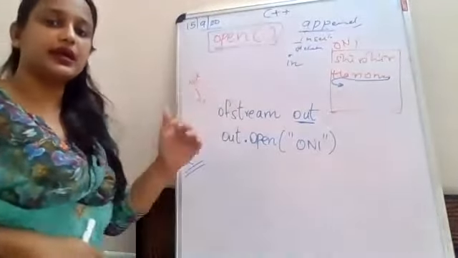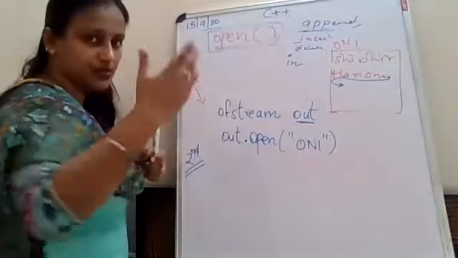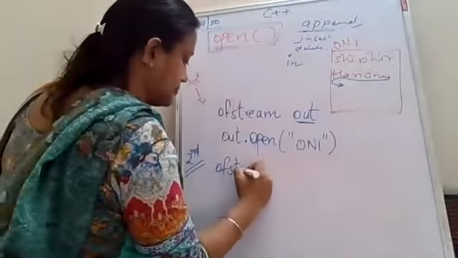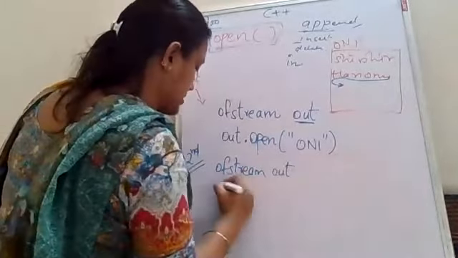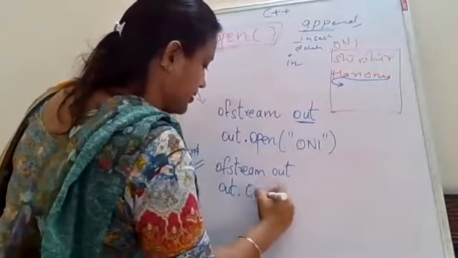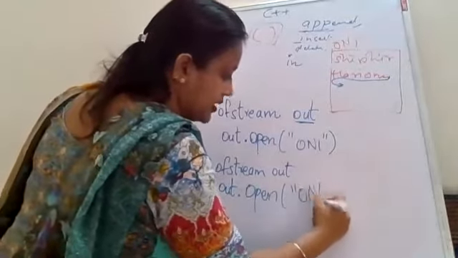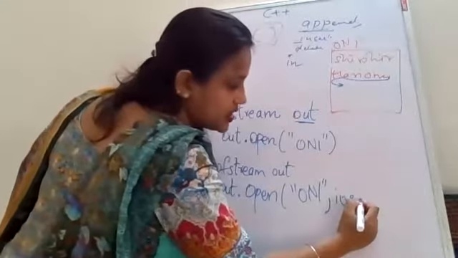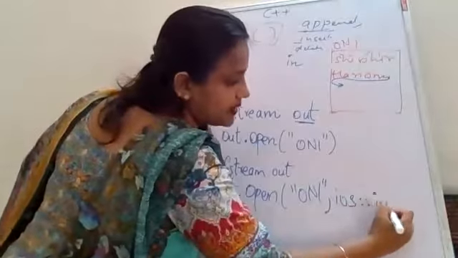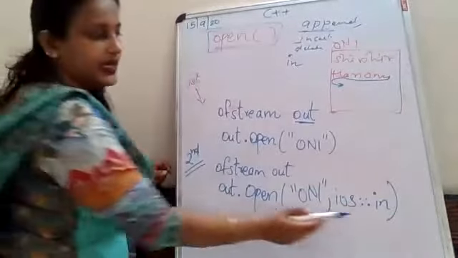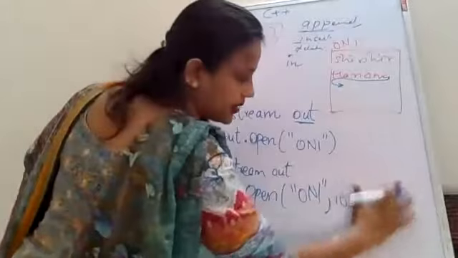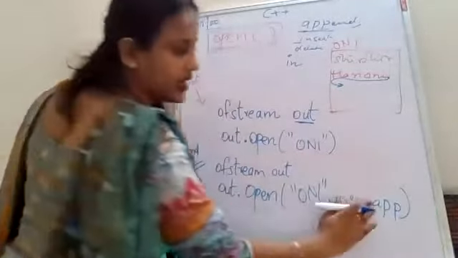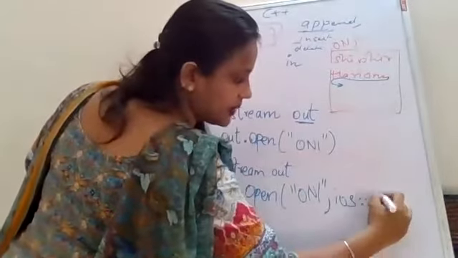So how do you tell the compiler in which mode you need to open? The steps are the same: ofstream, out.open, then the file name, comma, ios, that means input output stream, scope resolution. Suppose I open in read-only mode, I write in. If I want to open in append mode, I write ios scope resolution app. If I want binary, then binary.